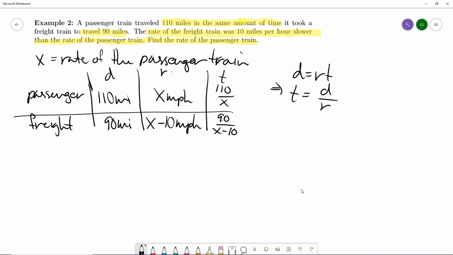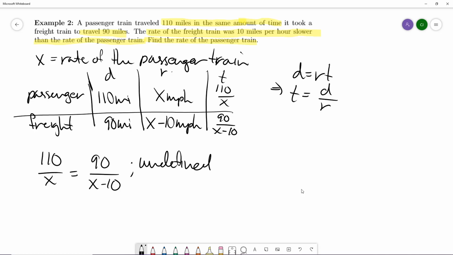Now we know that for the distance and the rate, it took the same amount of time. So what can I do? I can set these equal to each other. I get 110 over x is equal to 90 over x minus 10. Before we solve, we have to determine when this is undefined. It is undefined when the denominator is equal to 0. So it's undefined when x is equal to 0 and when x is 10.